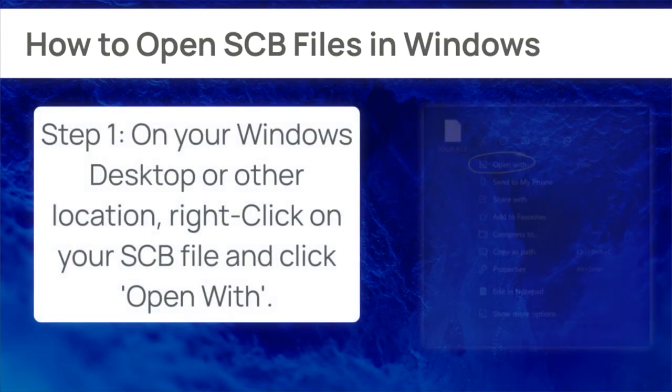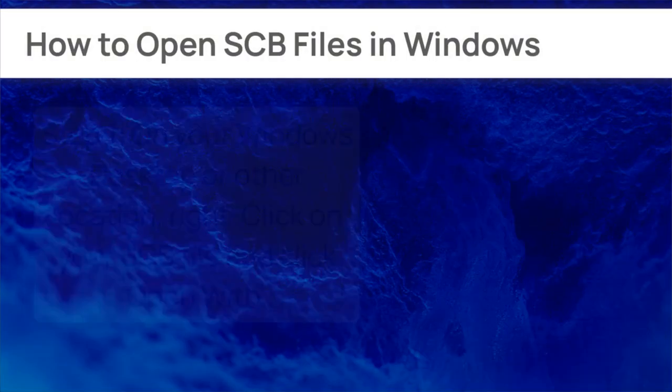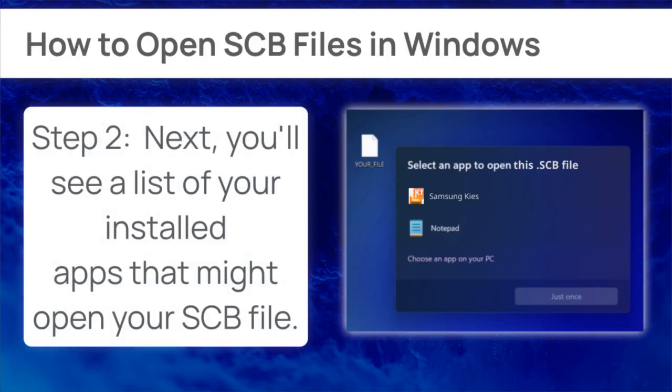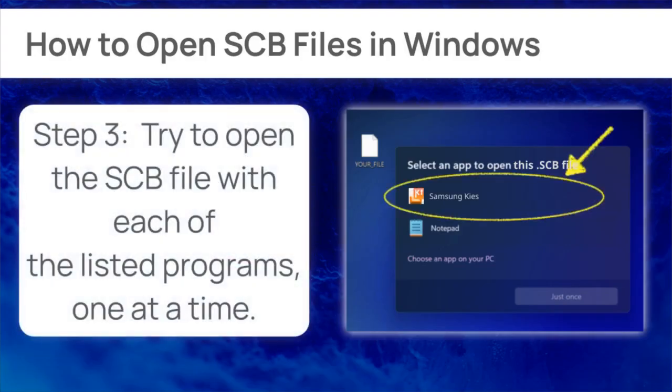To ensure success, right-click the SCB file and select Open With. Run the file through Samsung Kies if it is installed. If it's not present, choose another application. Sometimes older programs work best.